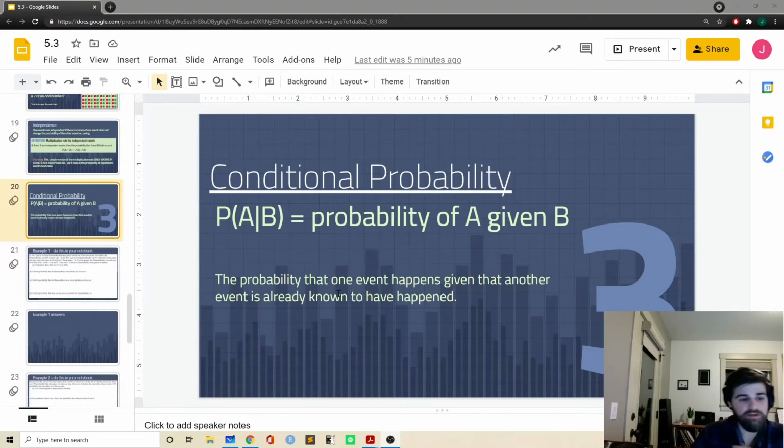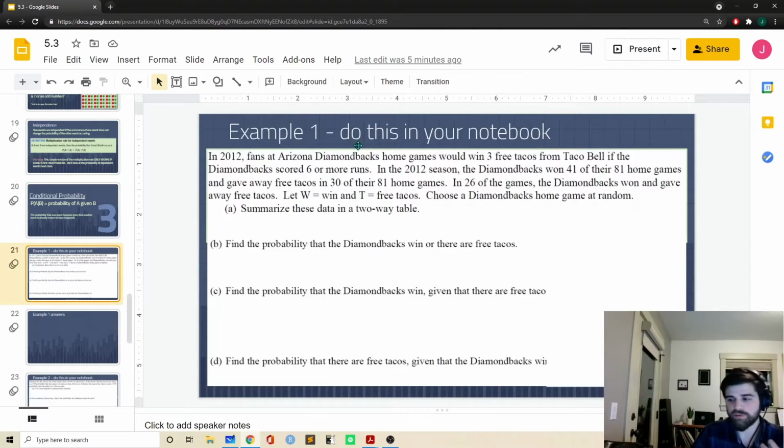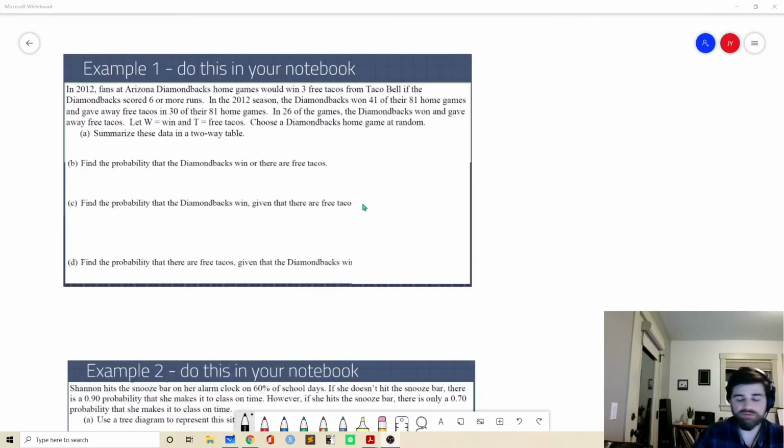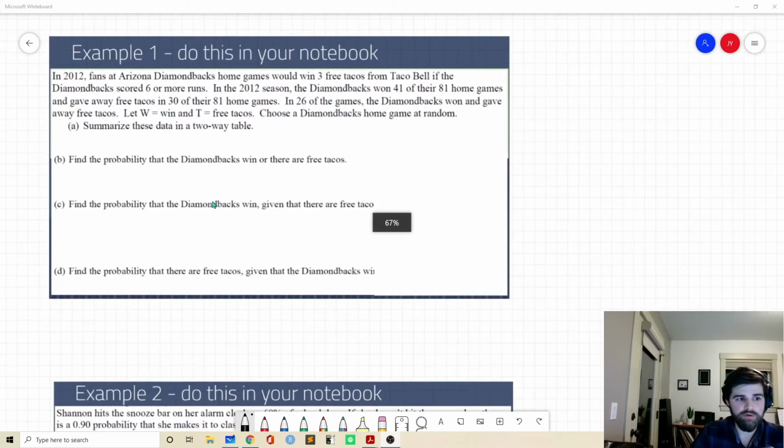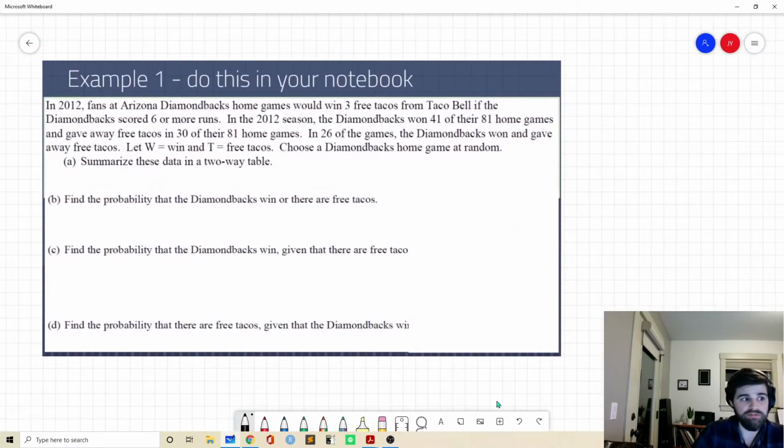When we're calculating conditional probability, we're going to look for the probability of an event happening given that we already know something else has happened. So let's look at a couple of examples of what this might look like. We'll do two examples. The first one's with a two-way table. It is a little more straightforward from what we've seen before. And then we'll look at one that's a little more difficult. We'll use a tree diagram to think through that one.